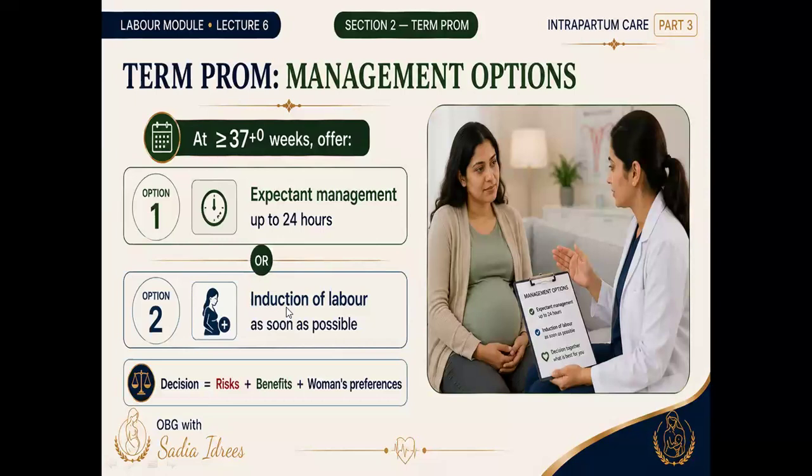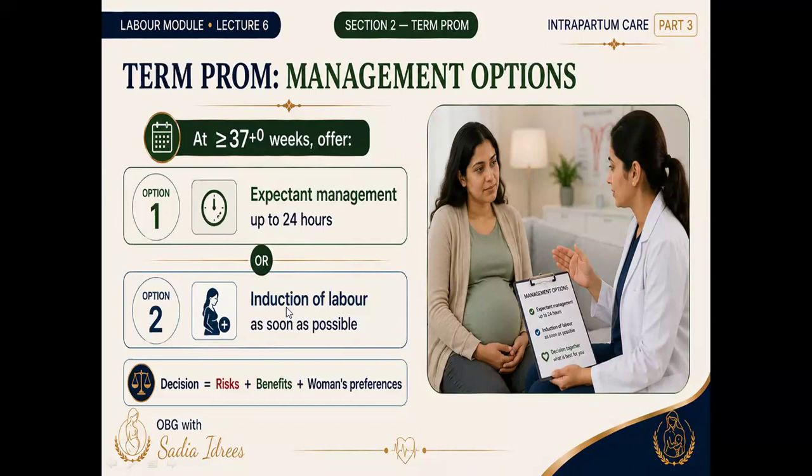Okay. So we were discussing that at 37 weeks, we can go for expectant management for up to 24 hours. And the second option is induction of labor as soon as possible. And this should be a shared decision. We discuss the risks and benefits of each option and take the woman's circumstances and preferences into account. Am I clear so far?